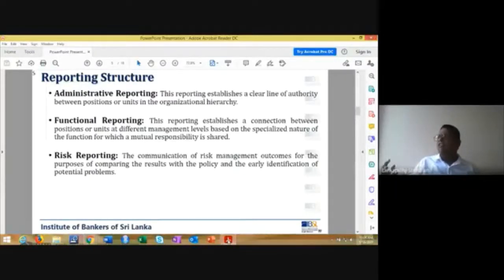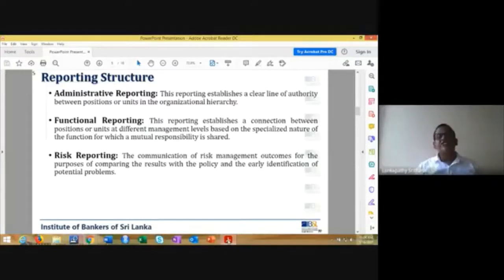If it is a bank or financial institution in the Western province, they will have a well-defined reporting line. Likewise, if a bank has a presence in the Central province, they will have the same, or a different one, because their regional managers are different, but a well-defined administrative reporting will be there.